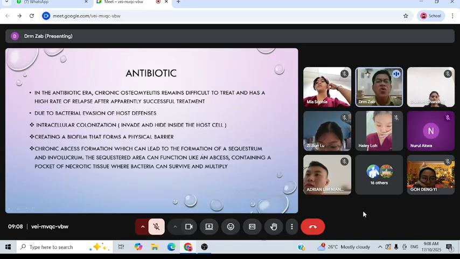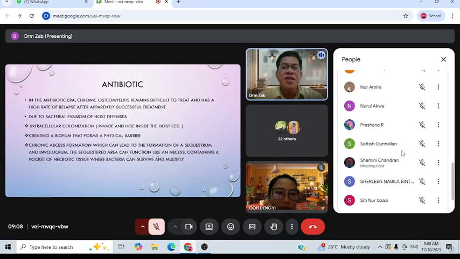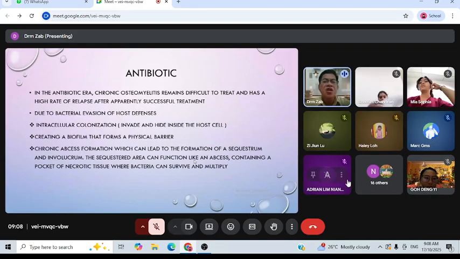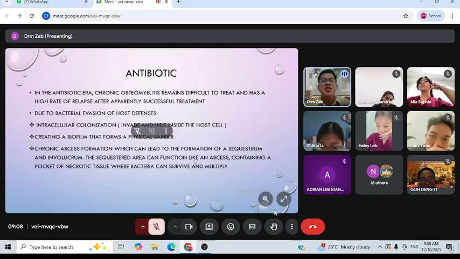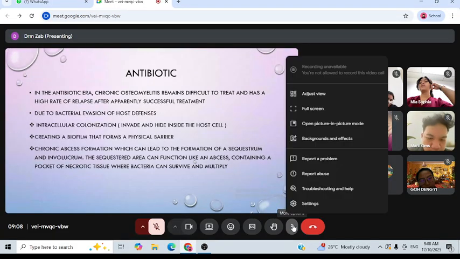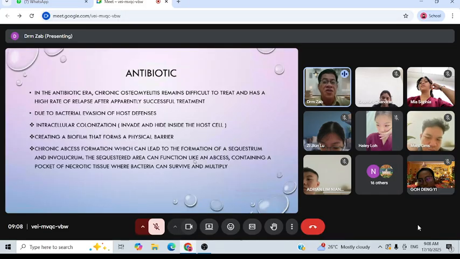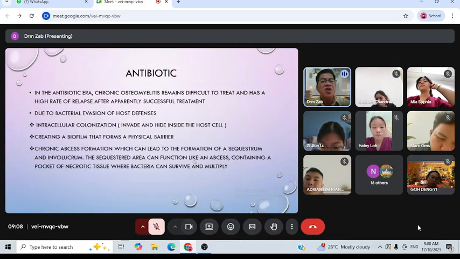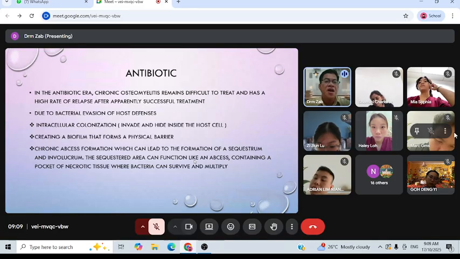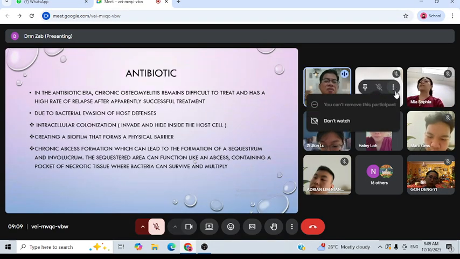And then, this sequestrum acts like a space for the bacteria to survive and multiply. So that is why it is very difficult for antibiotics to penetrate the sequestrum. And that is the reason why, for an osteomyelitis patient, you need to give antibiotics for a very long period of time. That is also why you need to take a bone marrow culture and sensitivity, because if you take from the surrounding bony area, you may not be able to get the bacteria. But if you can get the bone marrow, that is where you can get the bacteria, especially in the sequestrum. Okay?